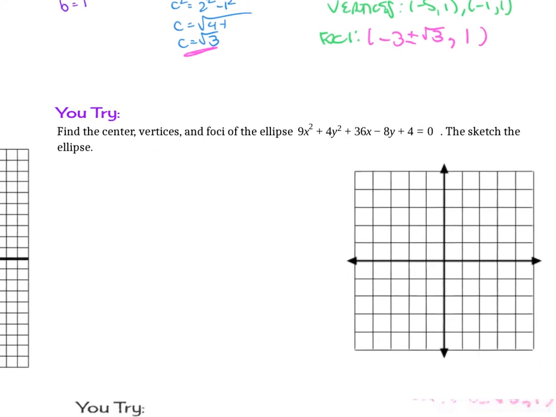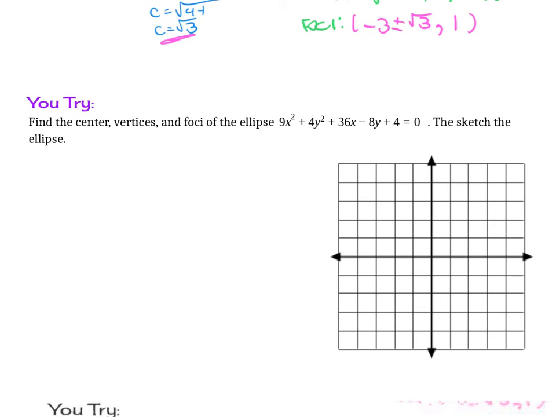So now try this example here. Find the center, vertices, and foci of the ellipse. 9x squared plus 4y squared plus 36x minus 8y plus 4 equals 0. Then sketch the ellipse.